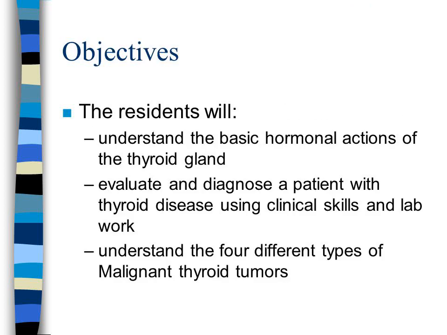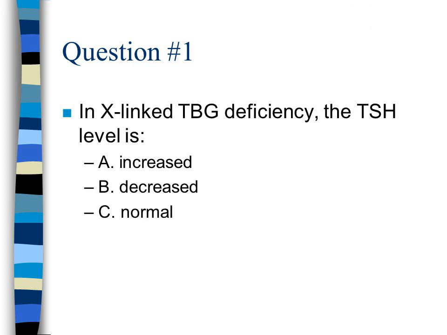Objectives: the residents will understand the basic hormonal actions of the thyroid gland, evaluate and diagnose a patient with thyroid disease using clinical skills and lab work, and understand the 4 different types of malignant thyroid tumors. Question number 1. In X-linked TBG deficiency, the TSH level is A. Increased, B. Decreased, C. Normal.